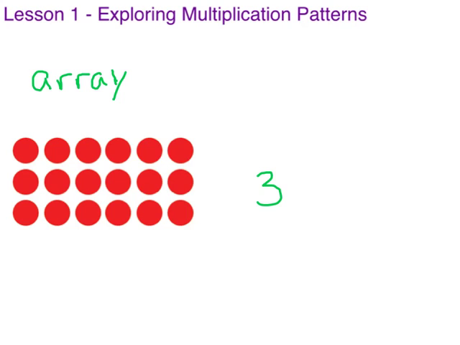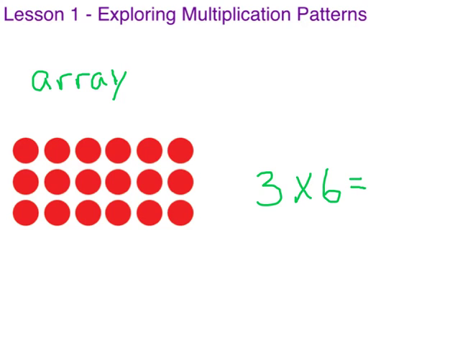And then we see how many counters we have in each row. So how many columns there are. So we count there's 1, 2, 3, 4, 5, 6. So this array shows the multiplication 3 times 6.